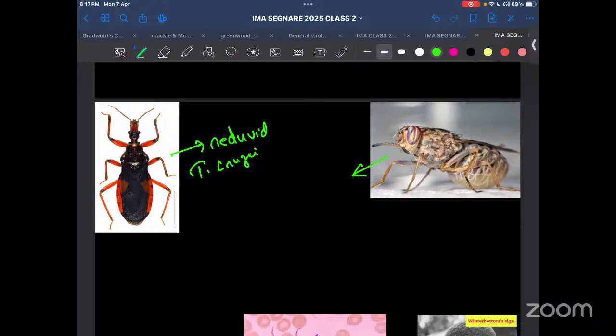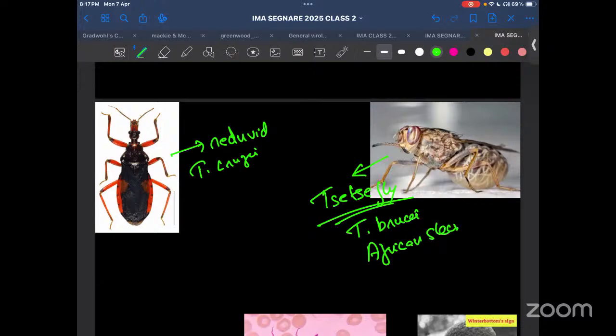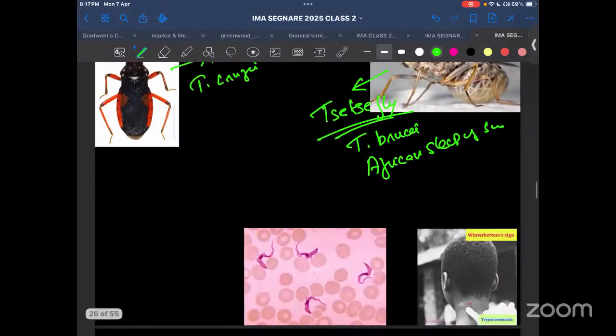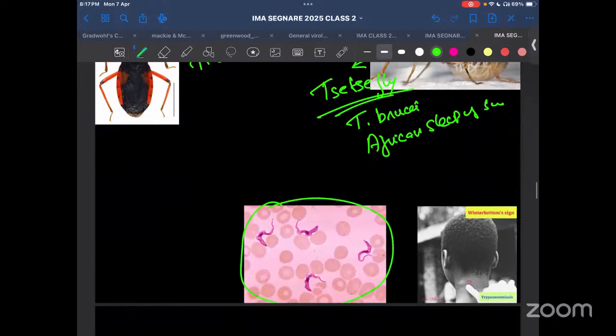Now there is another one here. What is this organism? It is the tsetse fly. The organism here is Trypanosoma brucei, and the disease is African sleeping sickness. Now, what is this? This is the diagnostic form of trypanosoma, known as trypomastigote. Trypomastigote is seen in peripheral blood smear. See, the amastigote form of Leishmania is seen in bone marrow, splenic aspirate, etc., but trypomastigote is seen in peripheral blood smear.